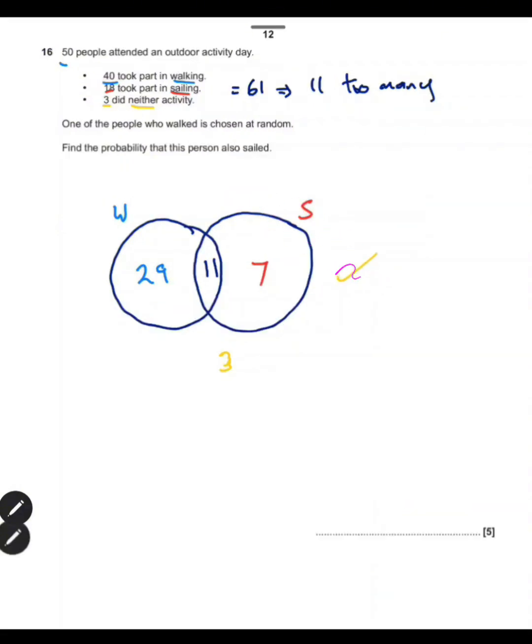Once the Venn diagram is completed, it says one of the people who walked is chosen at random. So the minute we're told that this person walks, that's the people I'm looking for. I'm only interested now in the people who walk. So it's going to be out of 40. It says, what's the probability that they also sailed? Well, also sailed is in the middle. It's 11 out of 40.